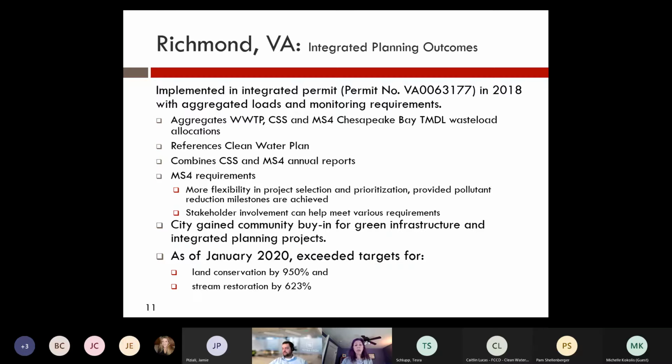So as of January of 2020, they have exceeded their targets for some of their green infrastructure projects. Land conservation and stream restoration have been exceeded over time, which is a great story to tell, given all of the stakeholder outreach that they did and the new buy-in that they got. And they're able to get those pollutant reductions for the Chesapeake Bay TMDL.